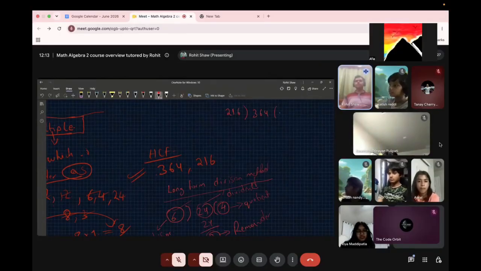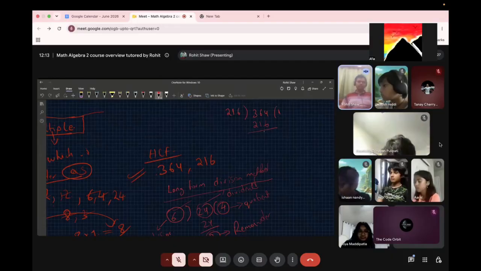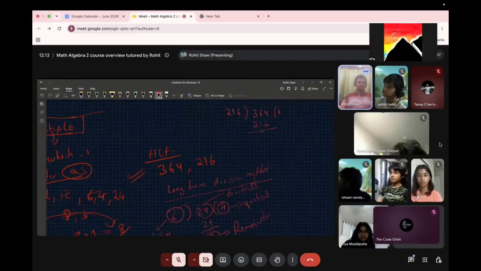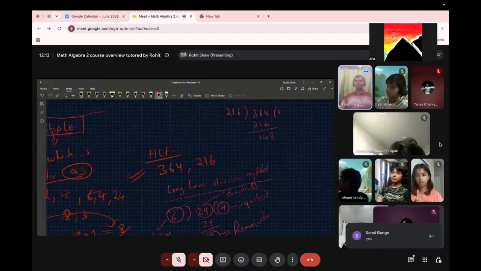So this will be one time, right? 260. You are all allowed to use a calculator, because in my country it is not allowed to use a calculator even in college. 364 minus 216, so I can take the liberty of it. So 148 is the remainder.